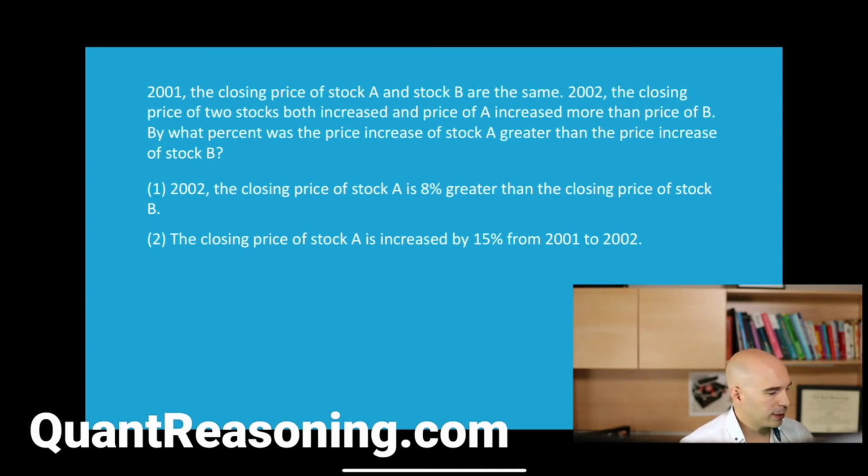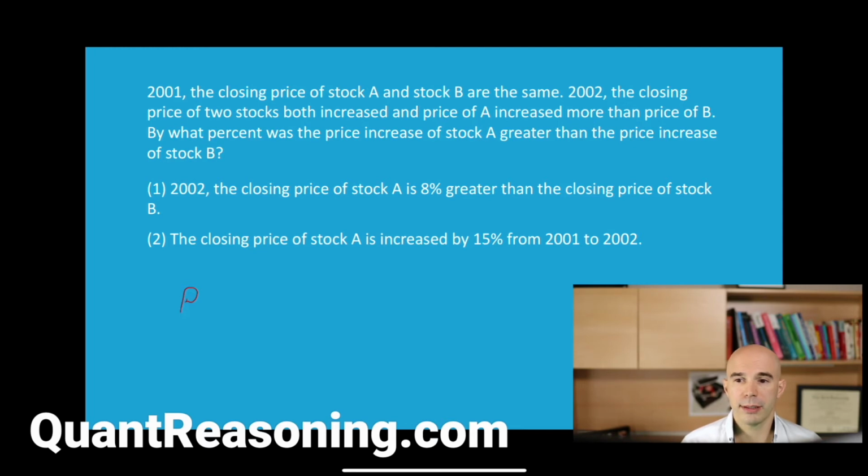So since they're both starting at the same price, can we just call that starting price P? That's the closing price of 2001 for both stocks. So A closed at P in 2001 and B also closed at P in 2001. So far so good?